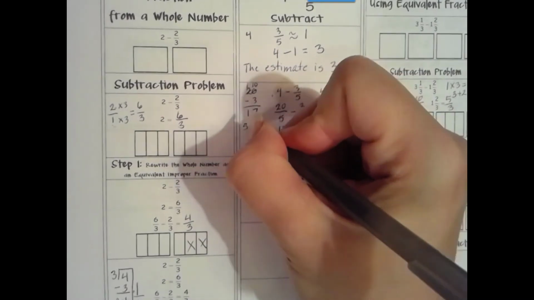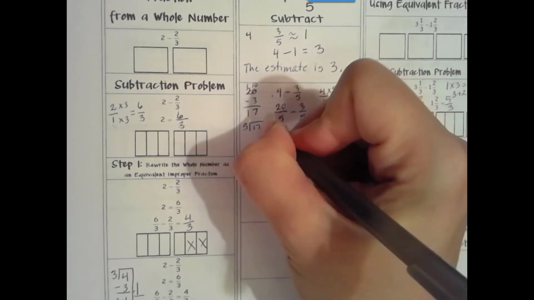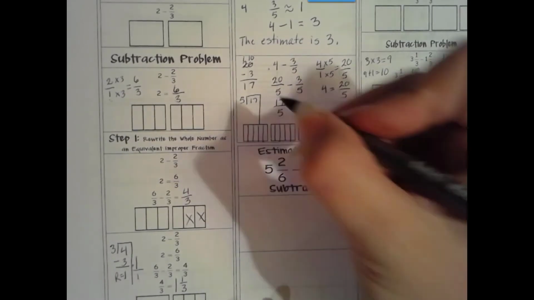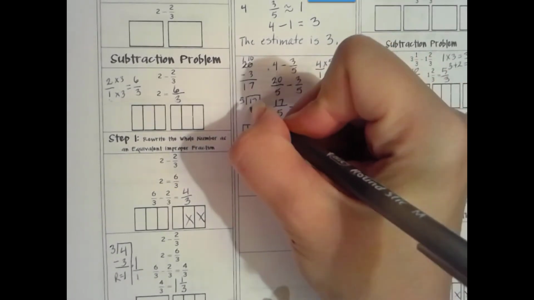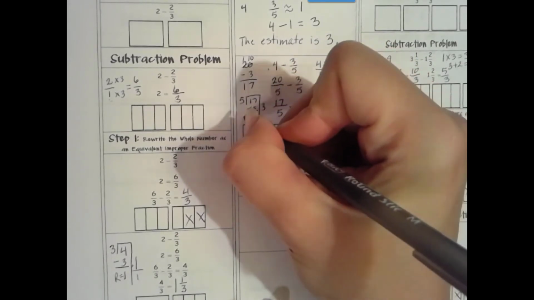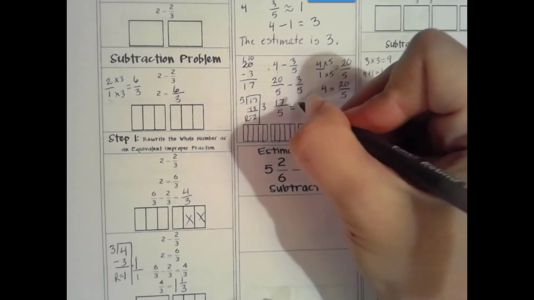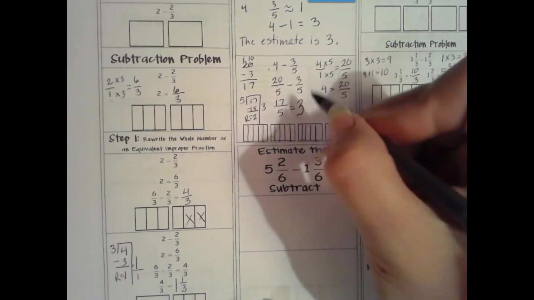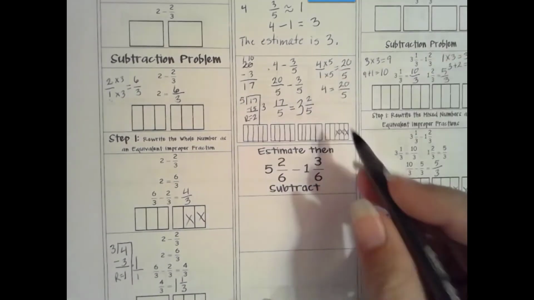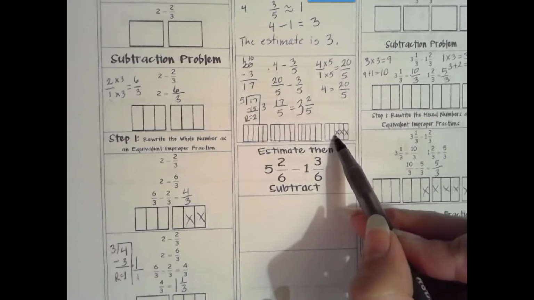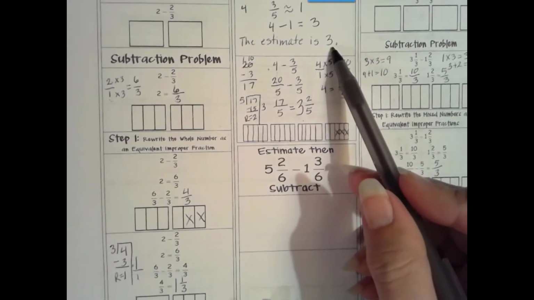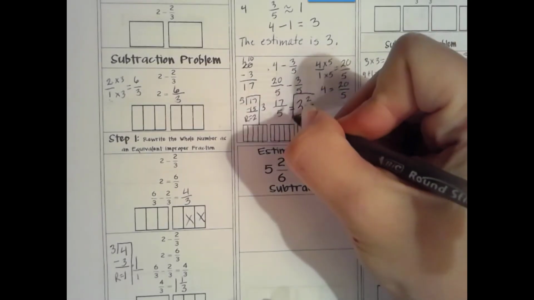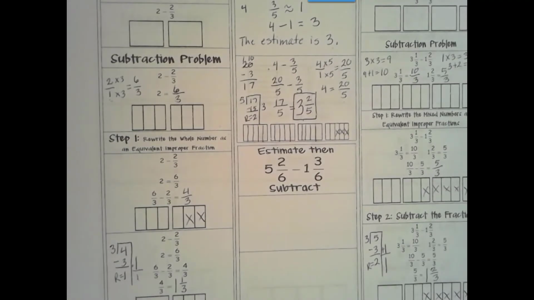How many 5s can you get out of 17? I can get 3 5s because 3 times 5 is 15 and a remainder of 2. So there's 1, 2, 3 whole and a remainder of 2 over 5, or 2 fifths. Is that close to my estimation of 3? Yes. So that is reasonable. So my answer is 3 and 2 fifths.